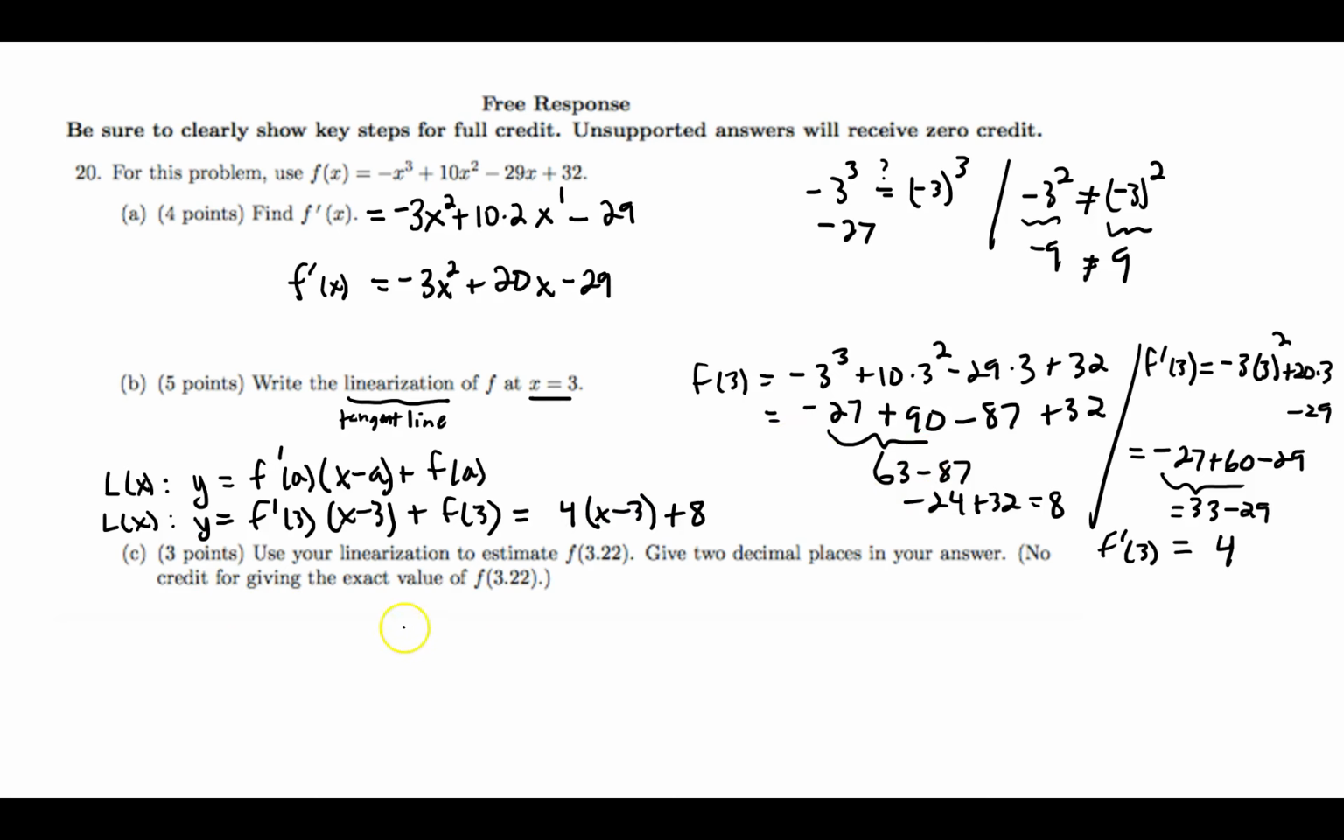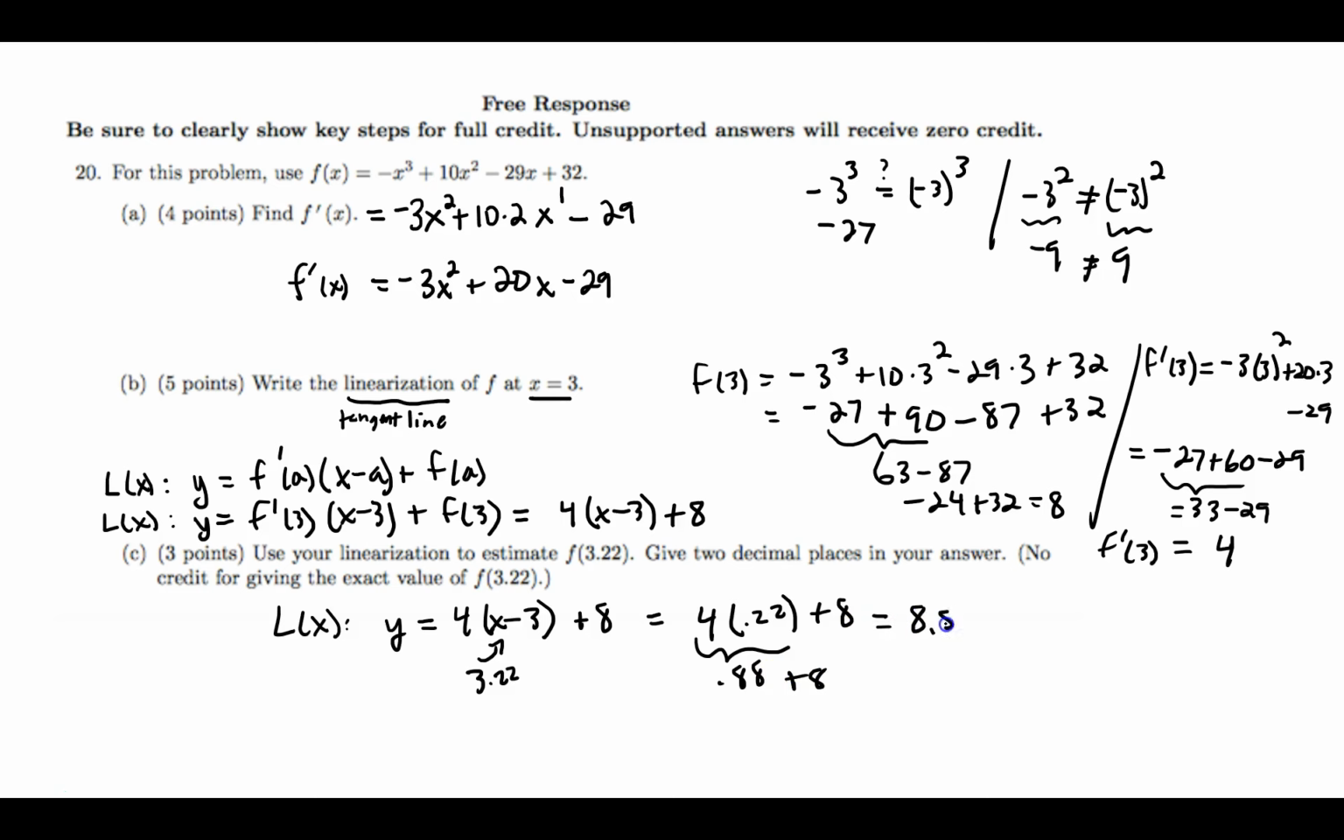So now we want to use this linearization, L of x, to approximate the function. Leave it as it is. Don't worry about trying to distribute it out. It's better actually not to distribute it out. Because when we put this 3.22 in here, we get 4 times 0.22, the difference between them. We subtract off a 3 from that, and then we add on 8. And so what we get is 0.88 plus the 8, 8.88 is your approximation to what the function is at 3.